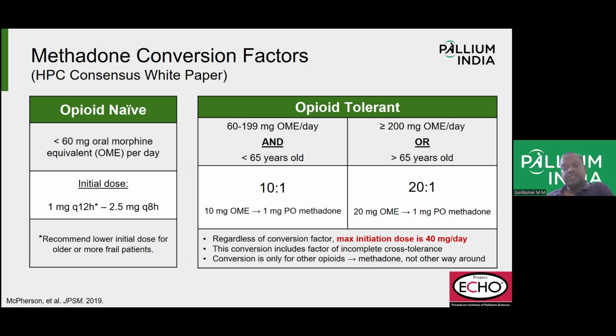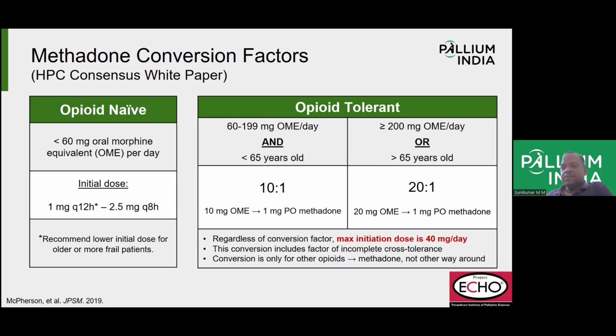But if the patient is taking more than 200 milligram of morphine, or if the patient is more than 65 years old, the ratio becomes 20:1. So 20 milligram of morphine would be equal to 1 milligram of methadone. So the dose of methadone varies depending on the dose of morphine. So the potency is not linear in case of methadone. But for other opioids, the potency is linear.